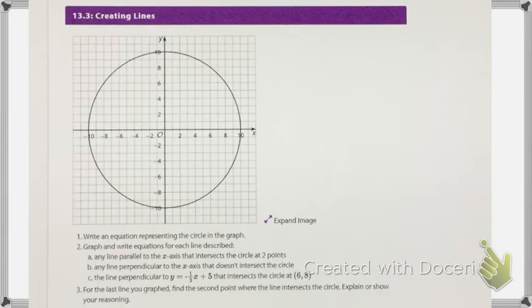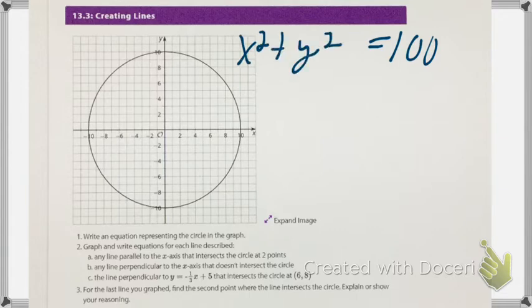Here we go. Let's try another one. Creating lines. So we've got a circle here. It says write an equation for the circle. Well, it's got a radius of 10, so it's going to be 100 equals x squared and y squared, actually. The center is 0, 0. So it's just going to be x squared plus y squared equals 100. Pretty much standard Pythagorean theorem there.